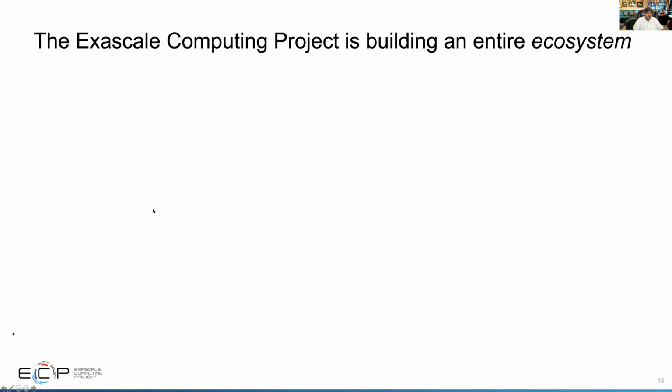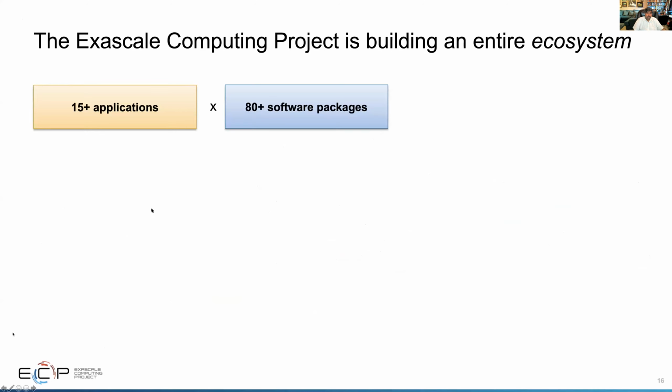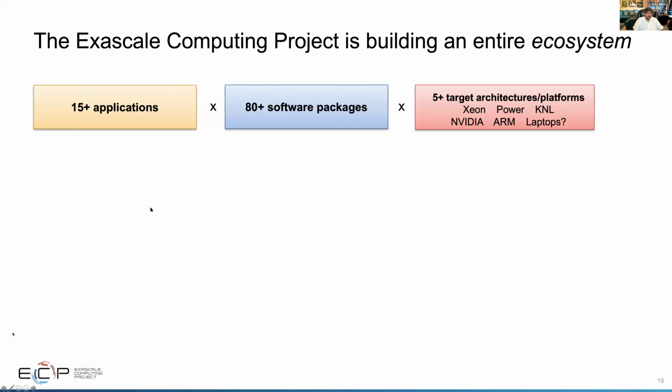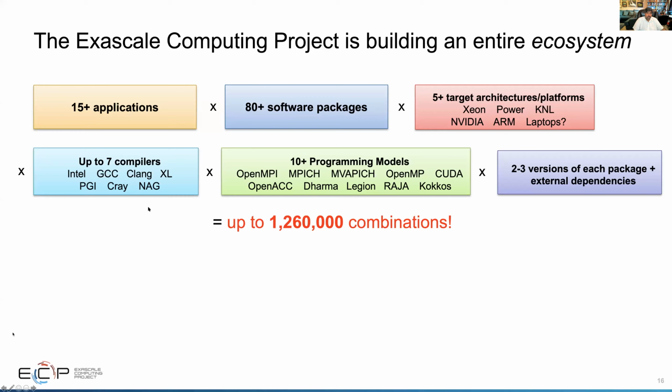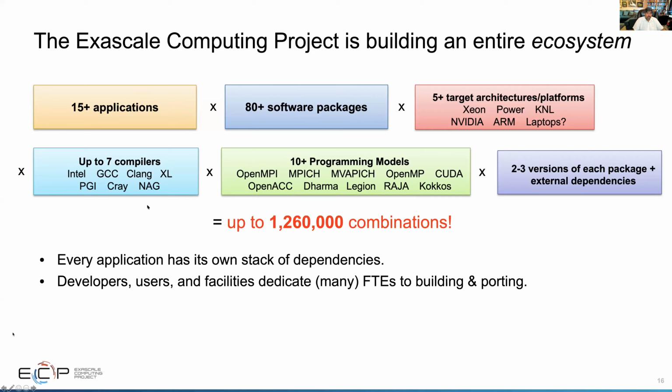And in the ECP, we are building an entire ecosystem of 15 applications or more with 80 software packages on multiple architectures and platforms, with different compilers, with different programming models, and multiple versions of each package with external dependencies. So this adds up to a combinatorial explosion of the total number of packages that you may need. And every application has its own stack of dependencies.